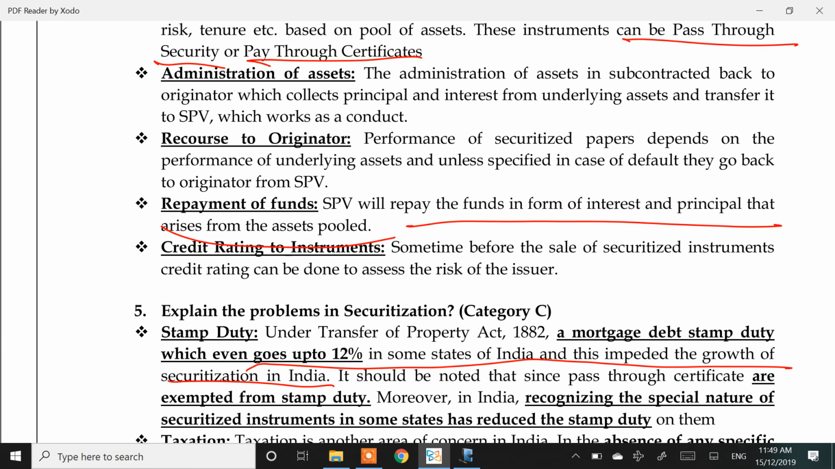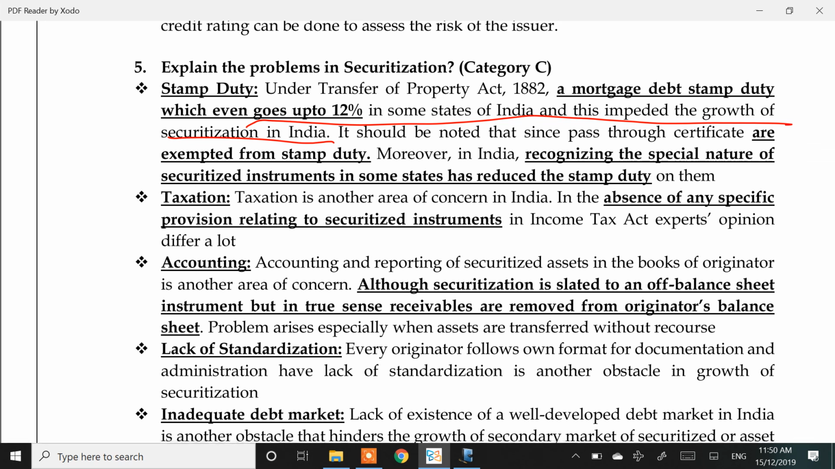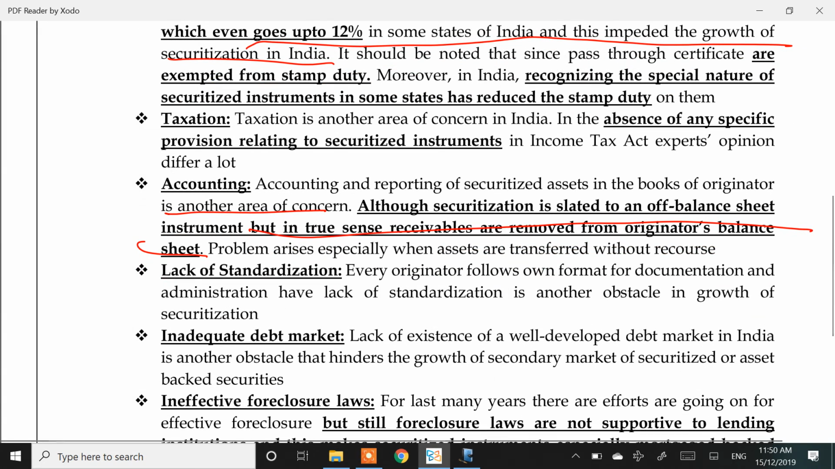Taxation is also another issue, because there is no major coverage on the taxation of securitized instruments. And because of that, expert opinion may sometimes be needed. There's no standardization, and there's no debt market for securitized instruments. So taxation, accounting, receivables are removed. Problems will arise when they are transferred back. There is no standardization, and an inadequate debt market. This is more from India's point of view. The debt market is not that strong.